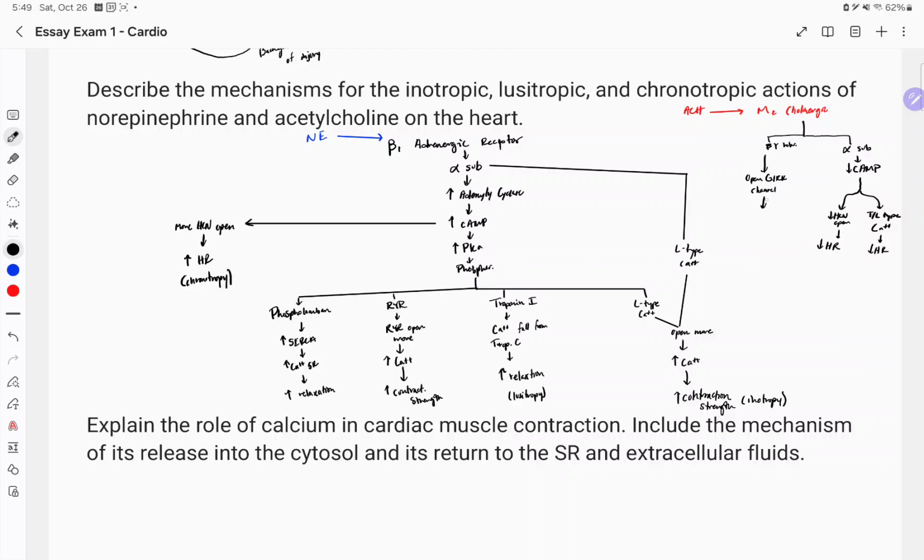And then we're going to increase, because of that, hyperpolarization.